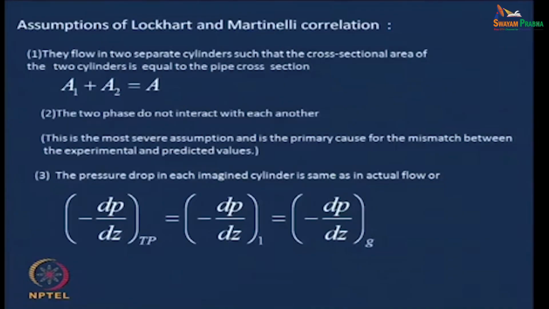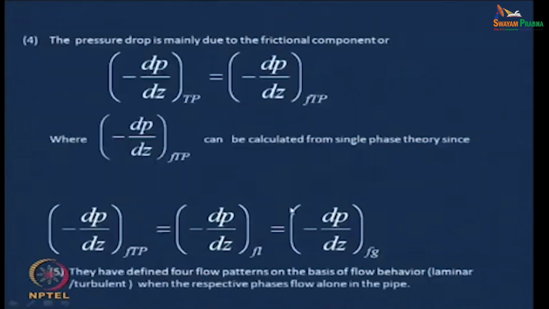So this was the second assumption, and as a result, since the two phases do not interact with one another, we can always say that the pressure drop in each of the imagined cylinders is the same as the pressure drop in actual flow. Or in other words, the two phase pressure drop is equal to the pressure drop in the liquid cylinder, and it is equal to the pressure drop in the gas cylinder. And the other thing is that the pressure drop mainly arises due to the frictional component.